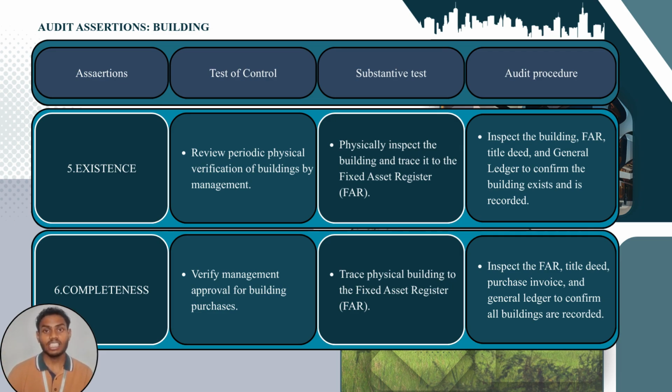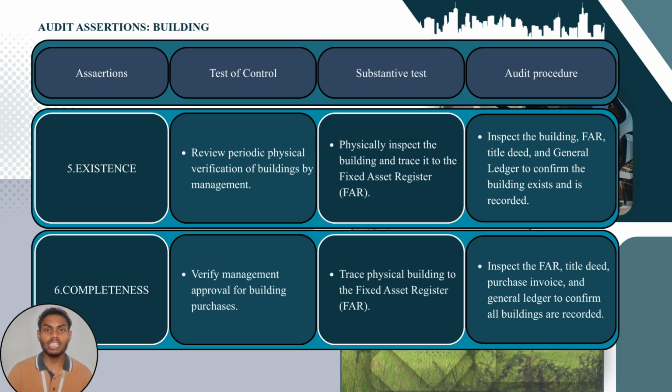And next, for the audit procedure, the auditor will inspect the building physically, and the fixed asset register, to check throughout the document whether the building actually exists for the company, and the title deed and general ledger to confirm that the building existed in the recordings. And next, we have completeness. The completeness audit assertion is to determine whether all the recordings were recorded completely, not left out.